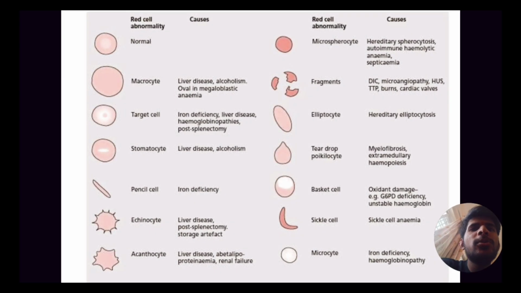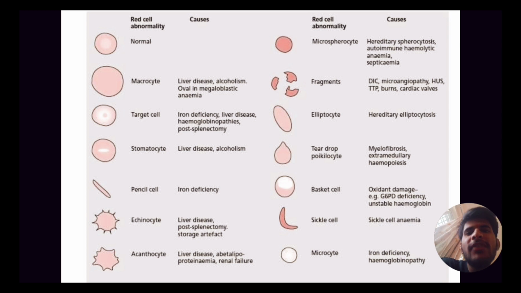So I have covered almost all among this. What I left is macrocyte. Macrocyte is seen in liver diseases, alcoholism, and megaloblastic anemia. Macrocyte is megaloblastic anemia. Microcyte is microcytic anemia. Microcytic anemia examples are sideroblastic anemia, iron deficiency anemia, thalassemia, and anemia due to chronic disease. Okay, next is pencil cells. Pencil cells are seen in iron deficiency anemia.